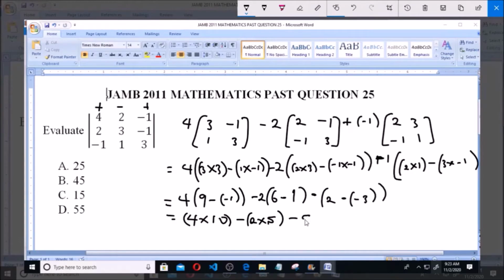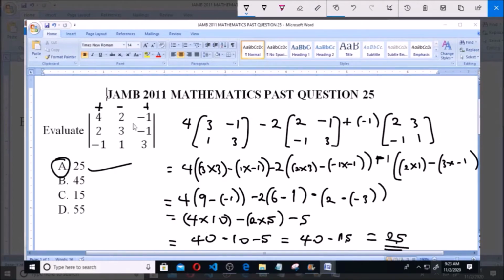So minus 5. Now this is equal to 40 minus 10 minus 5, and that is equal to 40 minus 15, and that is equal to 25, which is option A. So the answer is 25.